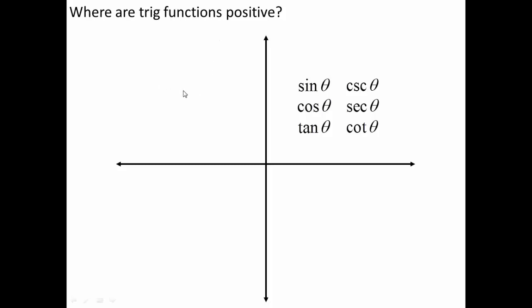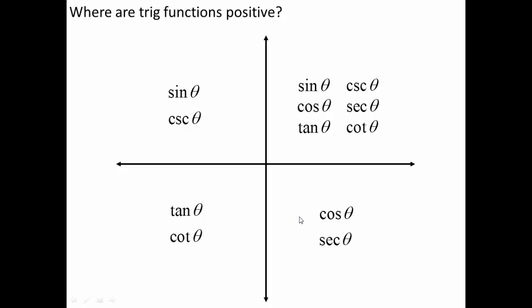In the second quadrant, only sine and cosecant were positive. In the third quadrant, only tangent and cotangent were positive. Everyone else is negative. In the fourth quadrant, cosine and secant were positive. So everyone gets the first quadrant, and then everyone gets their own quadrant to themselves. Sine in the second quadrant, tangent in the third quadrant, cosine in the fourth quadrant.